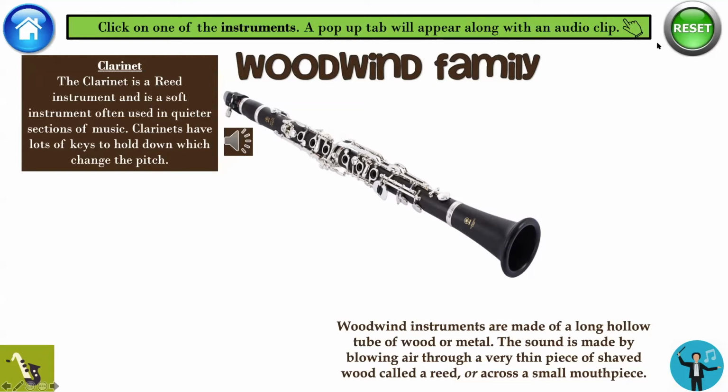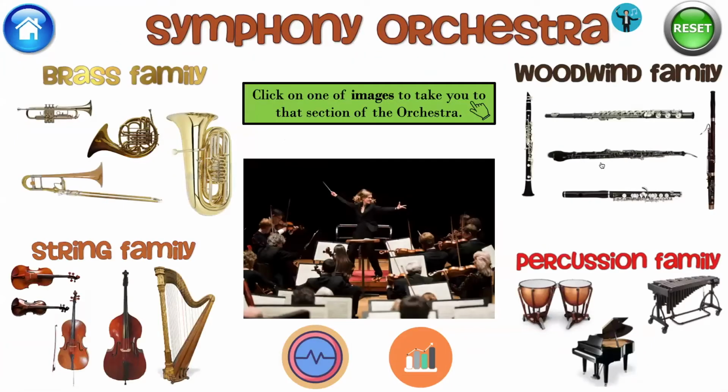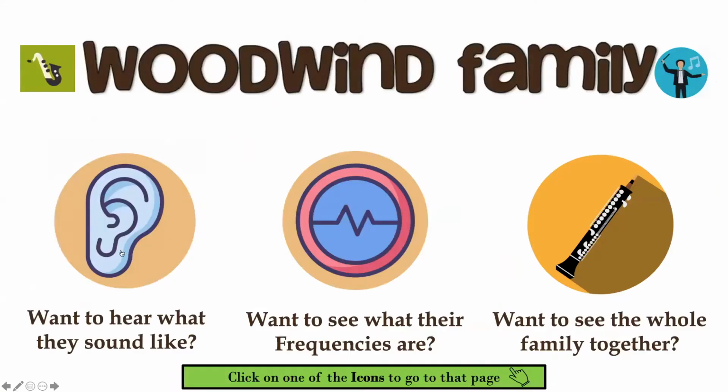So I could reset and carry on going through the instruments. I could go back to the topic page for the instruments of the orchestra, or I could go back to the home page for the whole overview of the PowerPoint. If I go back to the main topic page and look at the woodwind instruments again, there were different parts.